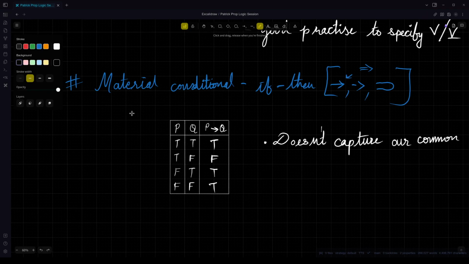which is a derivative of this common misunderstanding of the if-then.